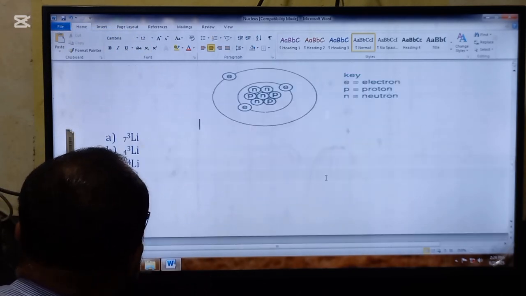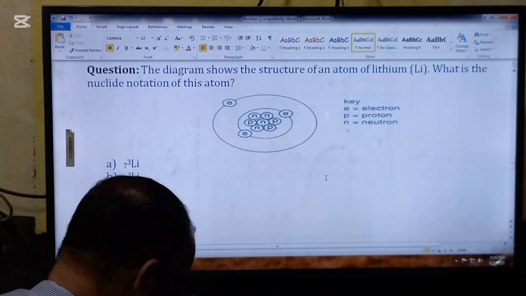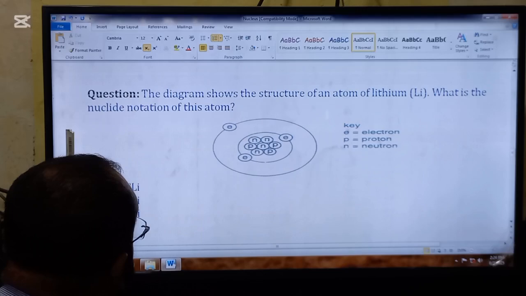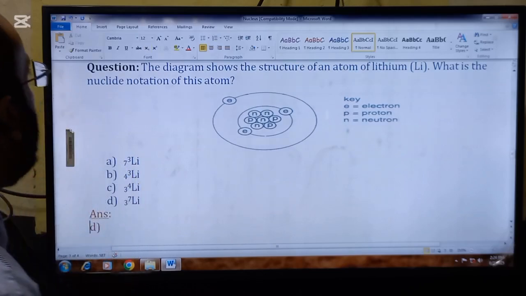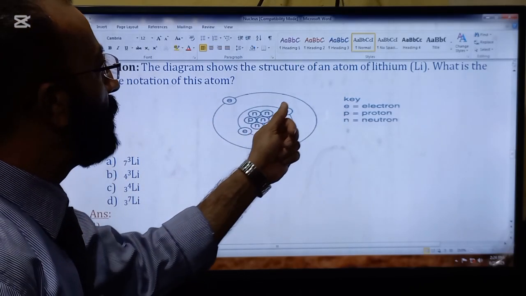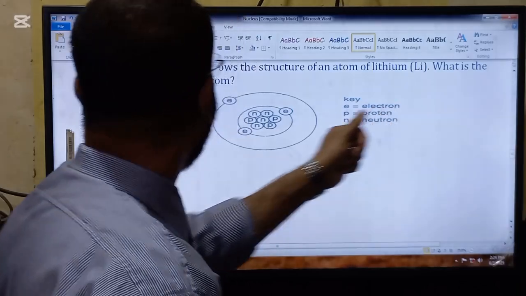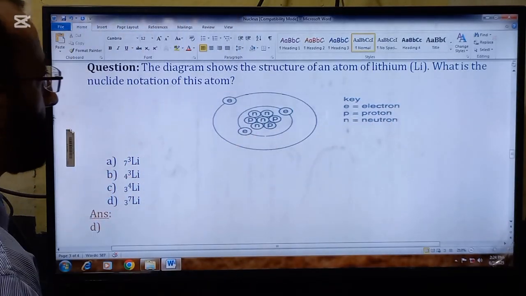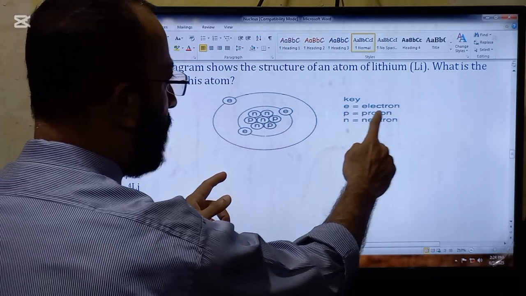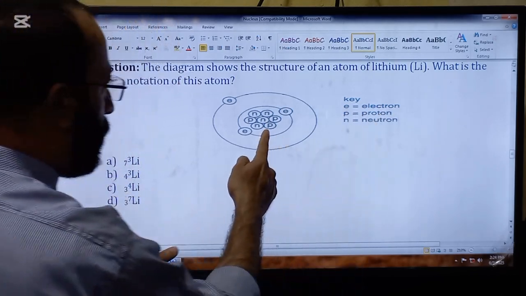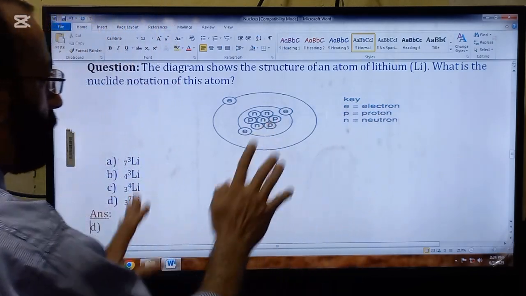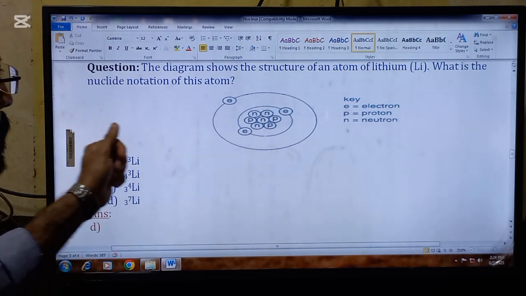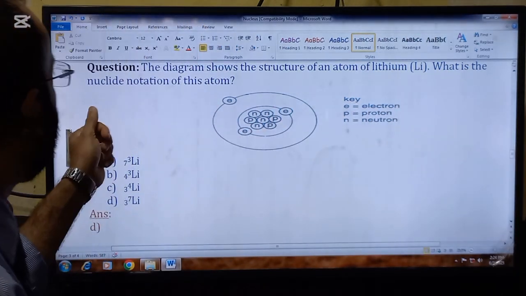So look now, here is our question. The diagram shows the structure of an atom of lithium. What is the nuclide notation of this atom? E represents electrons, P stands for protons and N stands for neutrons.